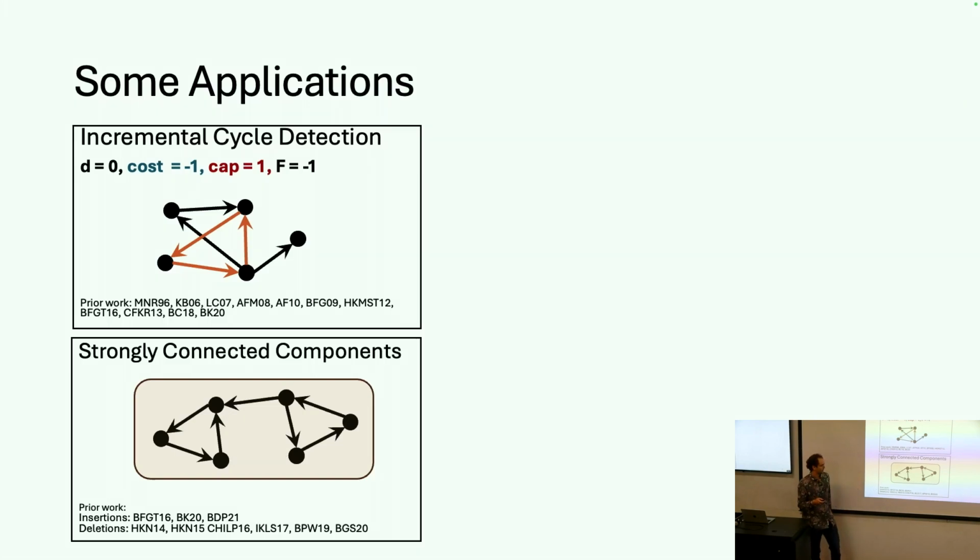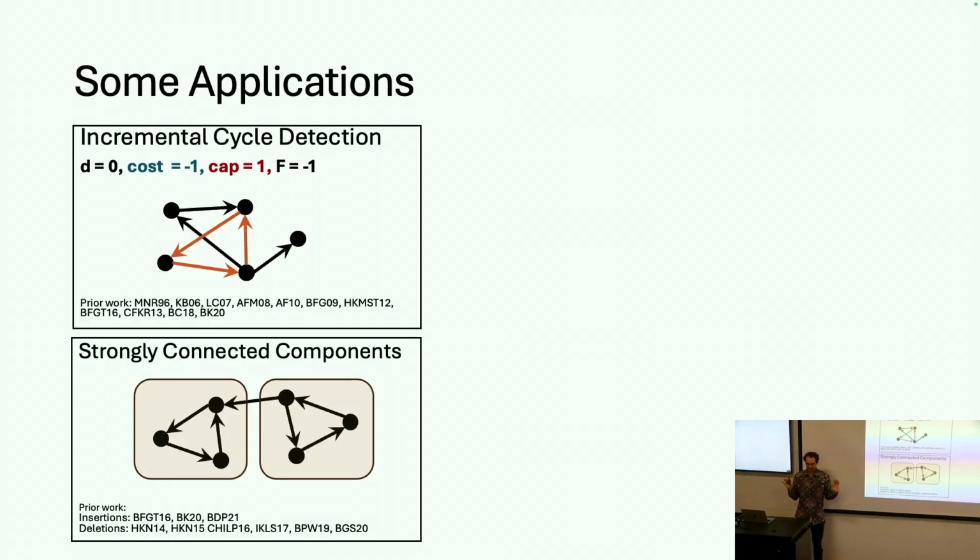But in a decremental graph, it could look like this. So this is initially a strongly connected component. Then this edge gets deleted. And now we have to split it up into 2 strongly connected components, like this one and this one, because it's no longer possible to go from here to here.